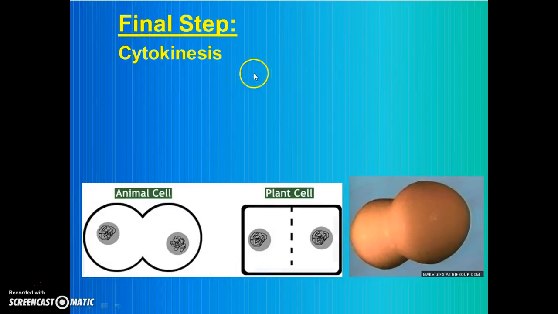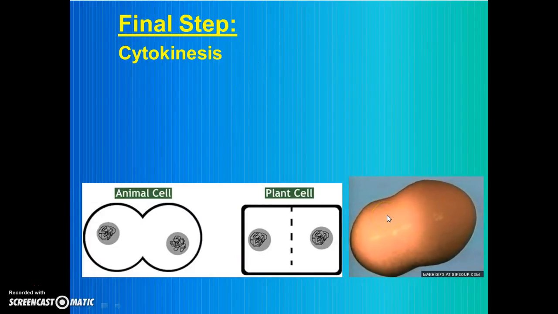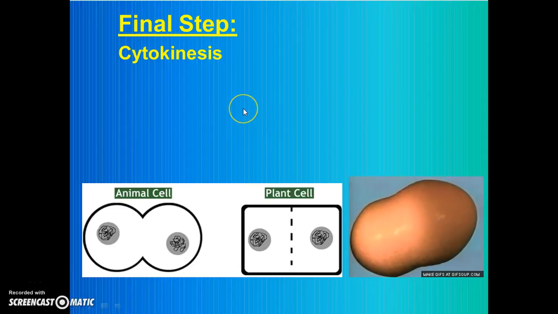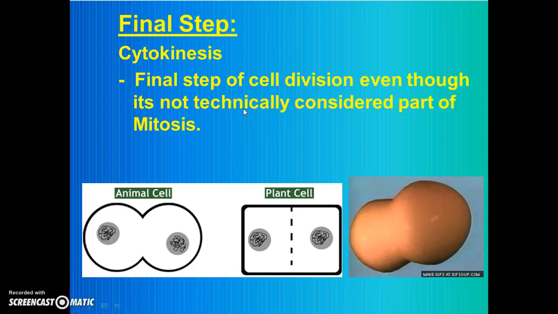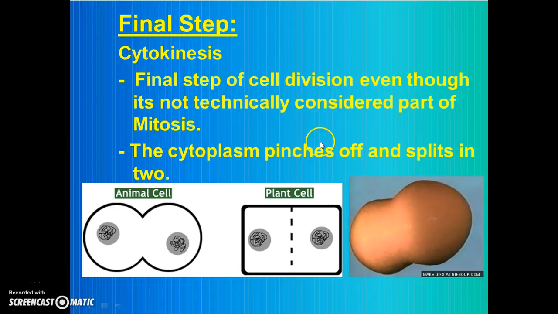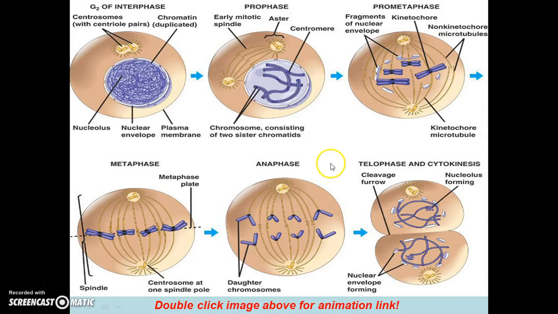The final step is cytokinesis. This is the actual breaking away of the two cells. You can see in this little animation here, it starts to get more and more peanut-shaped, and then just splits into two cells. This is not even technically considered part of mitosis. The two cytoplasms pinch off and split into two. But for plant cells, they create a new cell wall between them and still stay partially connected. End result, two new identical cells.